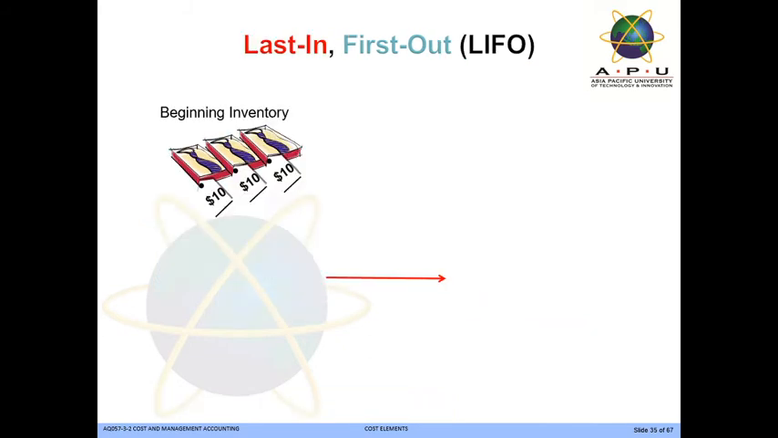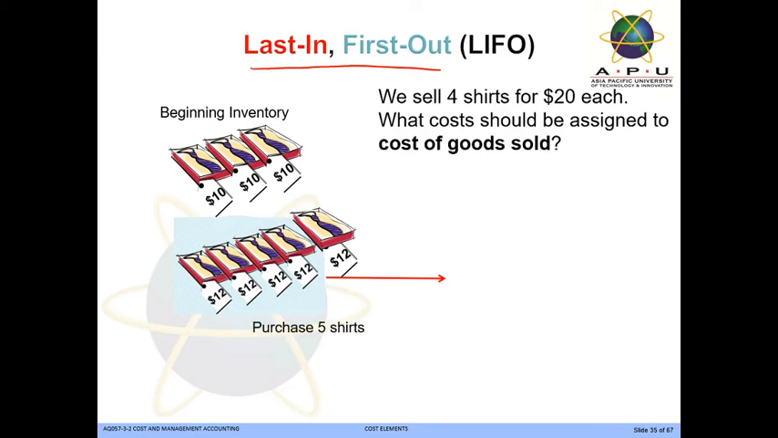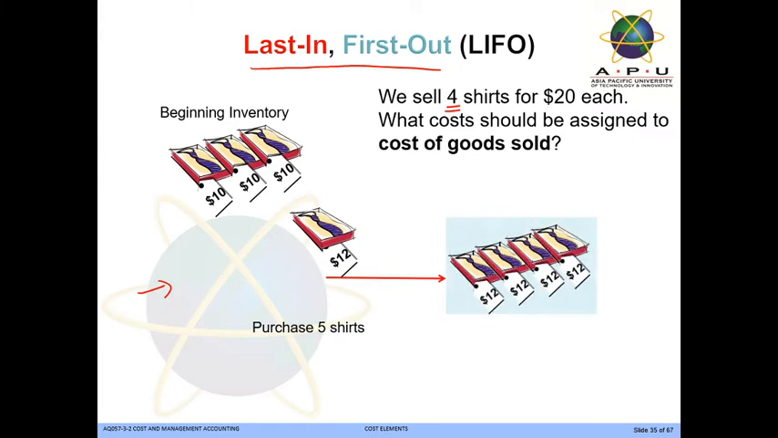Okay, now we go to last in, first out. The same example: we have 3 beginning inventory, and then we have 5 new purchase at $12. Then we sell 4 shirts. Because we use last in, first out, of course we take the recent stock, which is the recent cost, the latest item that we bought in. So we took out these 4, which is the recent item.